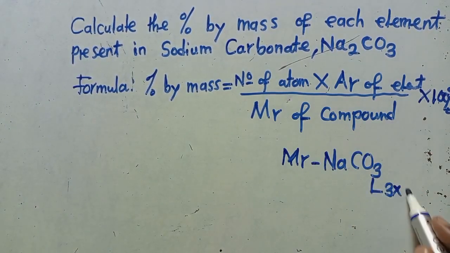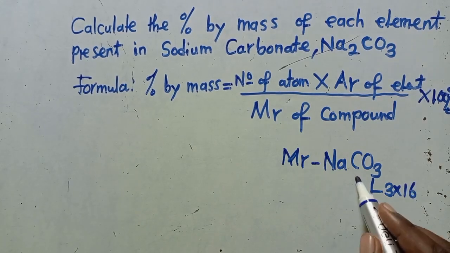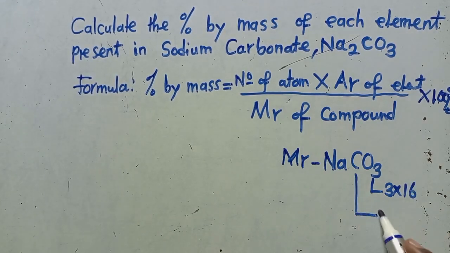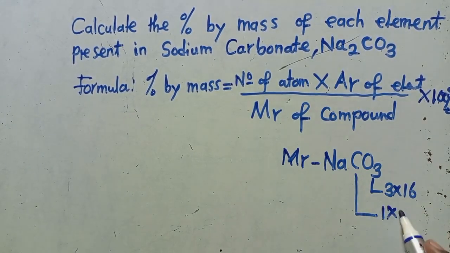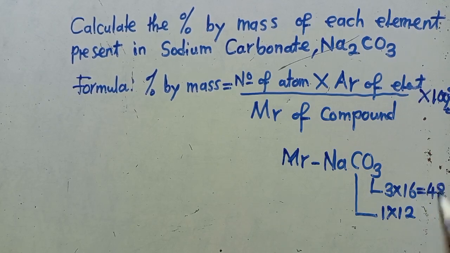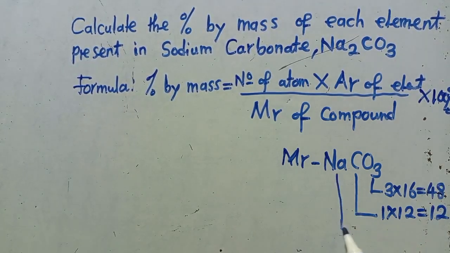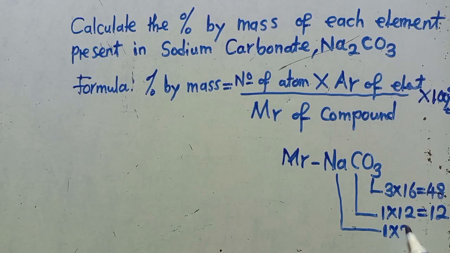This is 3 times, what is the mass number? 16. We go to carbon. How many atoms are there? 1, times the mass number 12. So this is 48. This one here is 12. This is sodium, that is 1 times mass number 23. So there we put 23. When you add everything there, what answer are we getting?